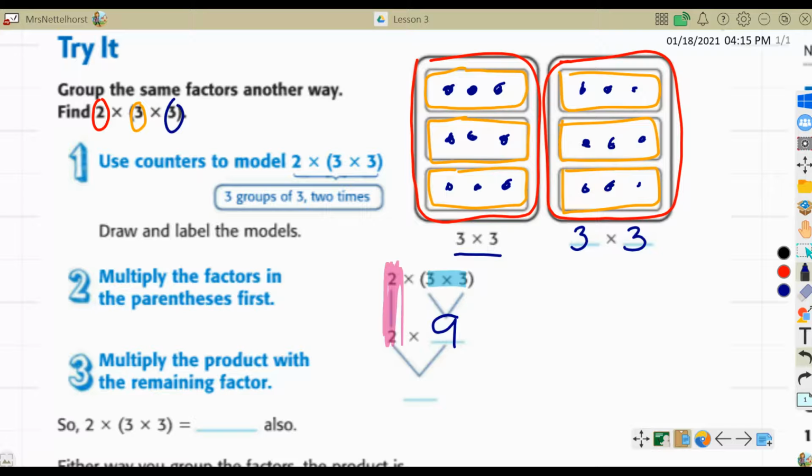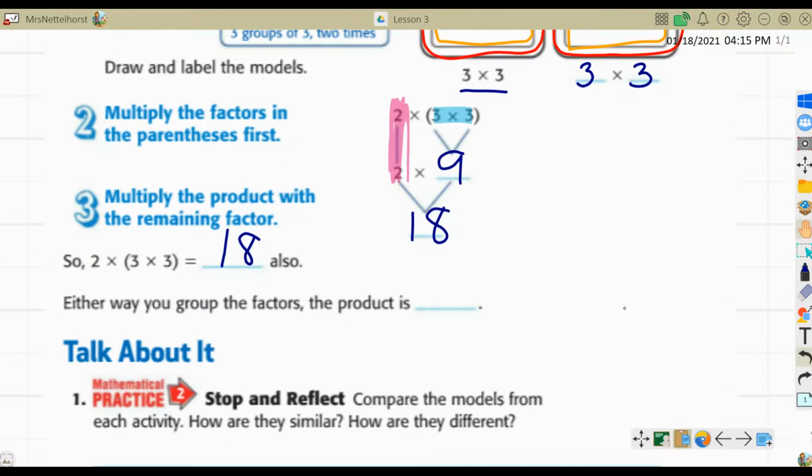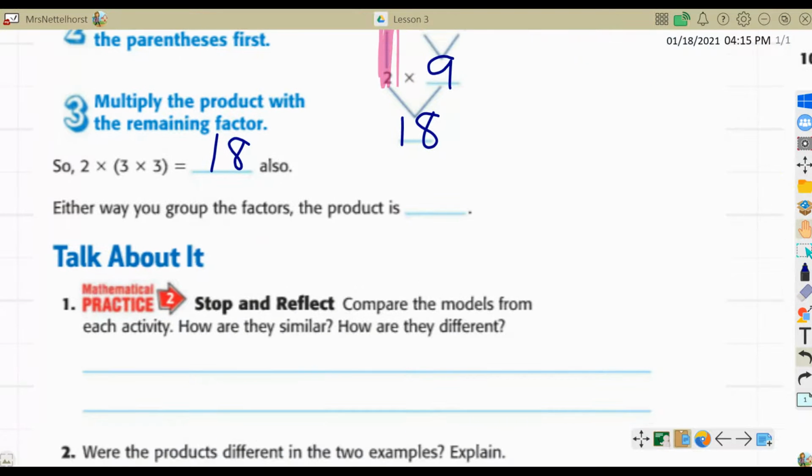Now, I'm going to multiply 2 times 9, and if I count up all the purple dots, I will have 18 of them. So 2 times 3 groups of 2 equals 18. Either way you group the factors, the product is 18.